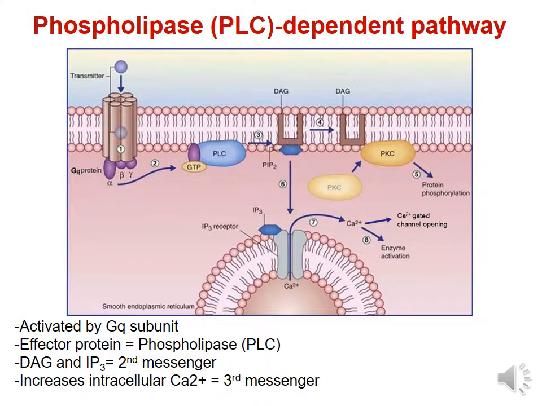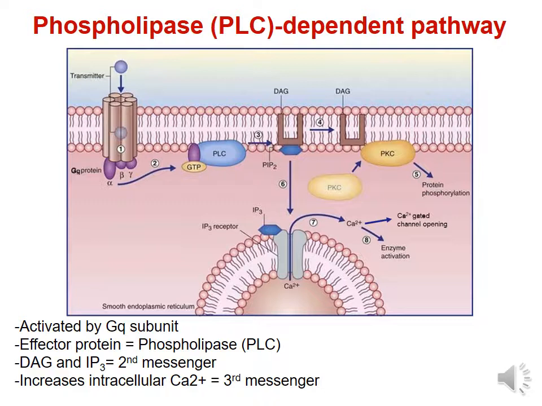So the activation of another kind of G protein alpha subunit, which is the GQ protein, activates or causes the effector enzyme phospholipase C to split a membrane phospholipid, PIP2 or phosphatidylinositol 4,5 bisphosphate, into a pair of second messengers. One is the DAG or diacylglycerol and the other is inositol trisphosphate, IP3. DAG activates protein kinase C, which in turn initiates protein phosphorylation.